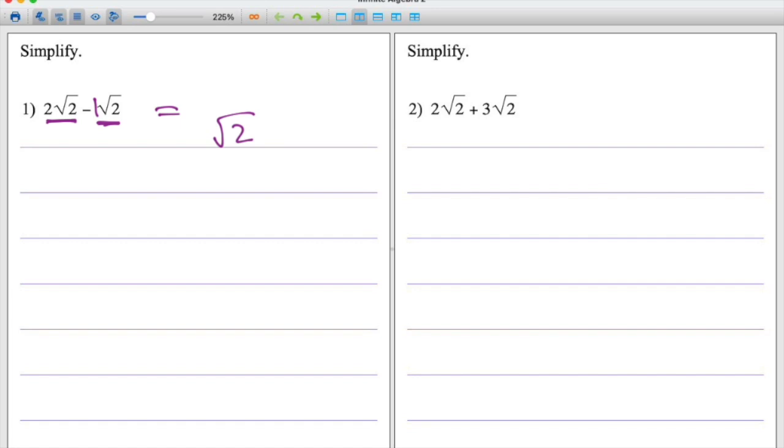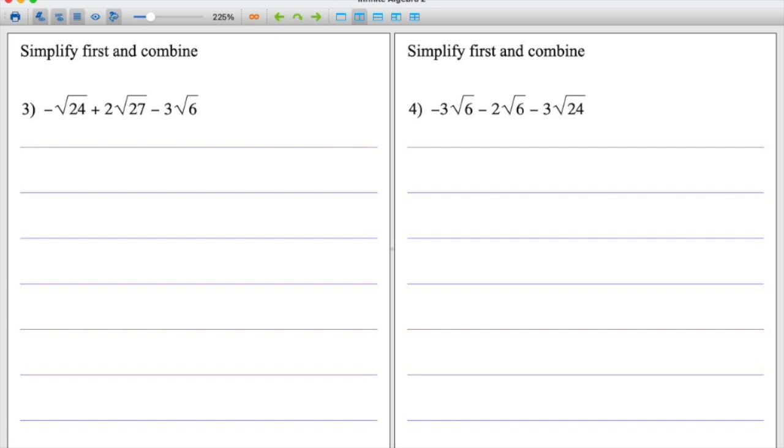Let's do number 2. These have the same radicals, and so they are like terms. This says I have 2 square root 2's, and I'm adding 3 square root 2's, for a total of 3 plus 2 is 5 square root 2's. So I just add what's out front to get my answer there, and since it's the same like terms, I write my square root 2 there. Let's do some more examples.